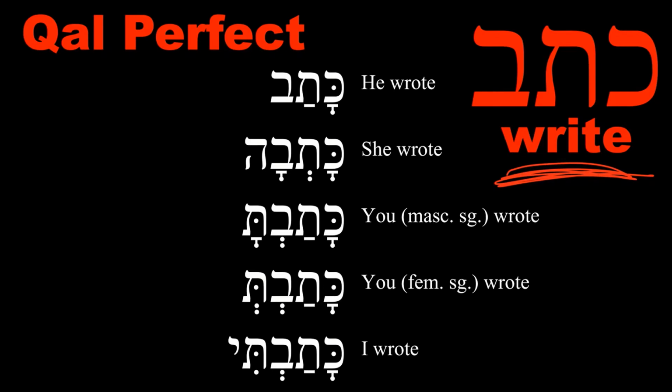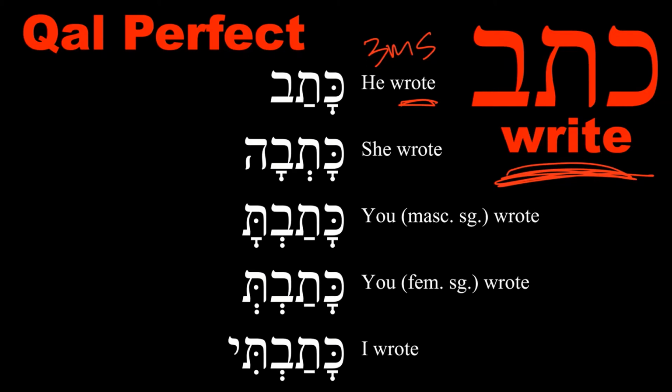Now, our very first word here at the top is going to be katav, supplying the actual vowel pointing, the typical vowel pointing of a 3ms, a third-person masculine singular. He wrote. Now, notice that this is in past tense. This is a completed action.